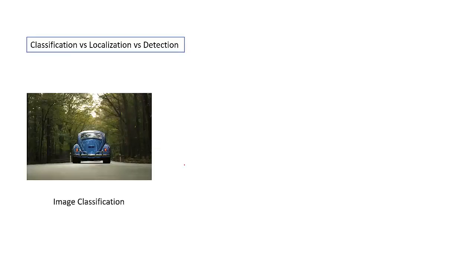Before getting into the YOLO algorithm, let us discuss the difference between classification, localization and detection. To talk about classification, classification is nothing but labeling an image. For example, in this image we have a car, and image classification is nothing but we just label this as car. So we do not draw any bounding box inside this. So this is generally called image classification.